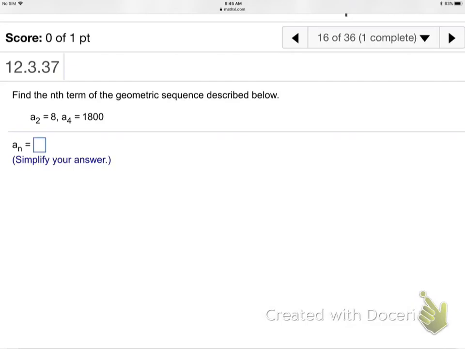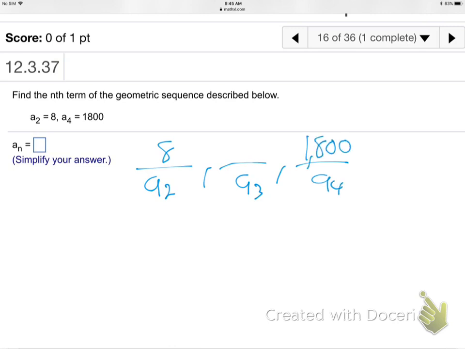Okay, so this time, they're giving me the second term is 8. They're not telling me the third term. And they're telling me the fourth term is 1,800. They got a lot bigger. And they want the formula. So I got to find the R. I got to find what's being multiplied from term to term.